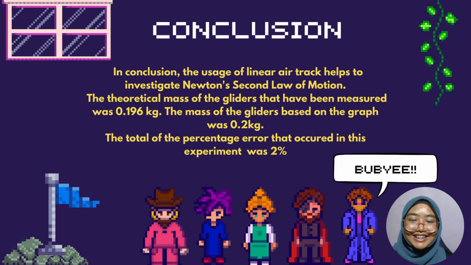Lastly, conclusion. In conclusion, the usage of the linear air track helps to investigate Newton's second law of motion. The theoretical mass of the glider that has been measured was 0.196 kg. The mass of the glider based on the graph was 0.2 kg. So, the percentage error that occurred in this experiment was 2%.